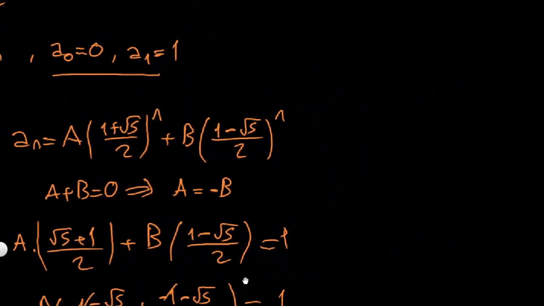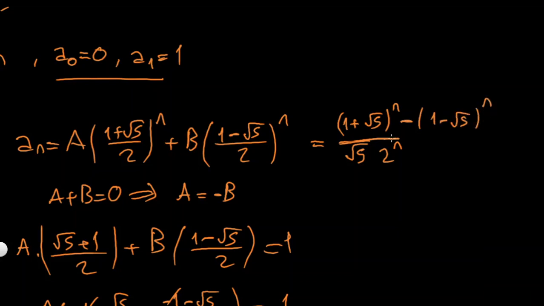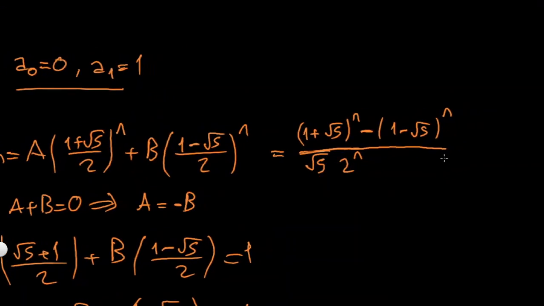So if I just write the solution, if I have 1 over square root of 5 in parentheses, and I also have 2 to the n, let's also take it here, 2 to the n, and I will have, let's delete this thing, so I have 1 plus square root of 5 to the n, and this is going to be minus 1 minus square root of 5 to the n. And this is the general formula for the nth Fibonacci number, and that's the answer.